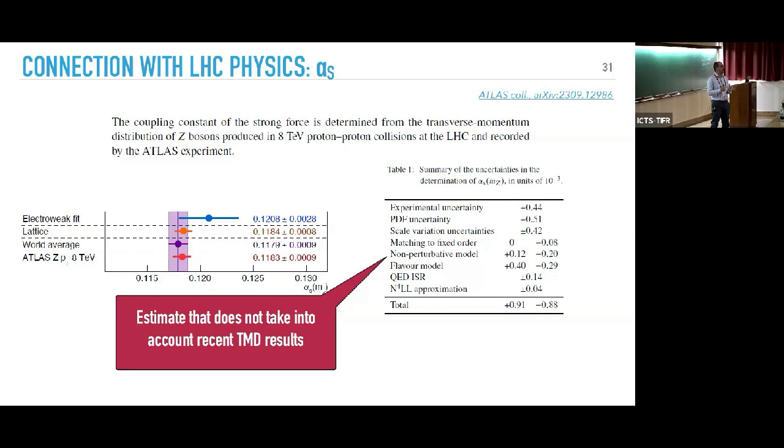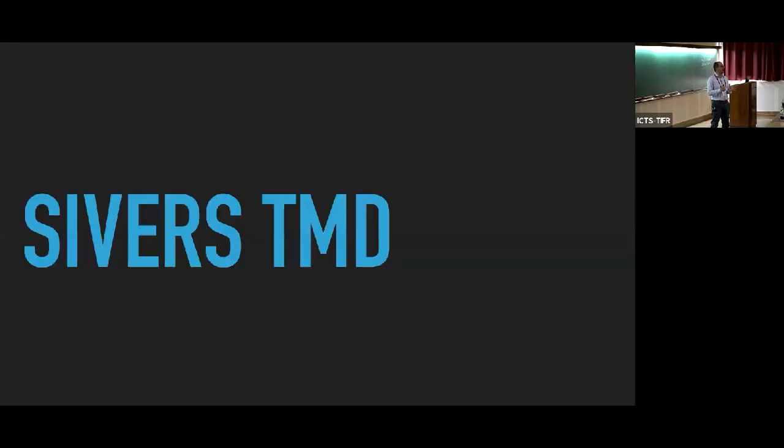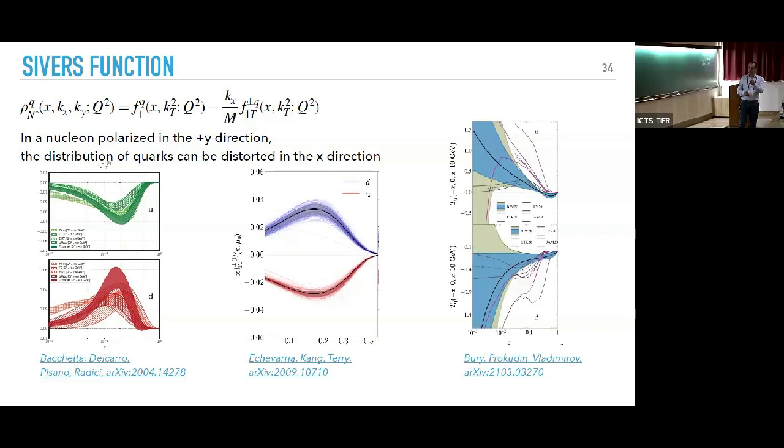Okay, so I'm running out of time already. I ran out of time right now. So very quickly, just flash some results about the Sivers TMD, which is the only one we know sufficiently well. This has to do with the presence of polarization. When there is polarization, then there can be a distortion in kT, and this distortion is related to the Sivers function. Here, I just show you the fact that there are a few extractions on the market. The most recent ones date 2020, 21, and 22. They are all qualitatively consistent in the sense that they all see a large and positive d Sivers and a large and negative, opposite sign, u Sivers.